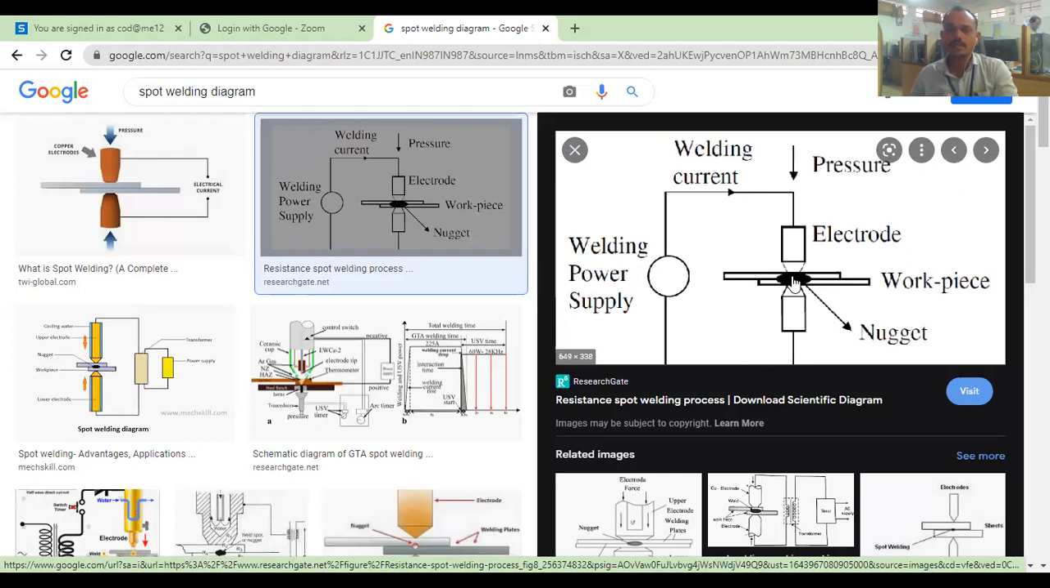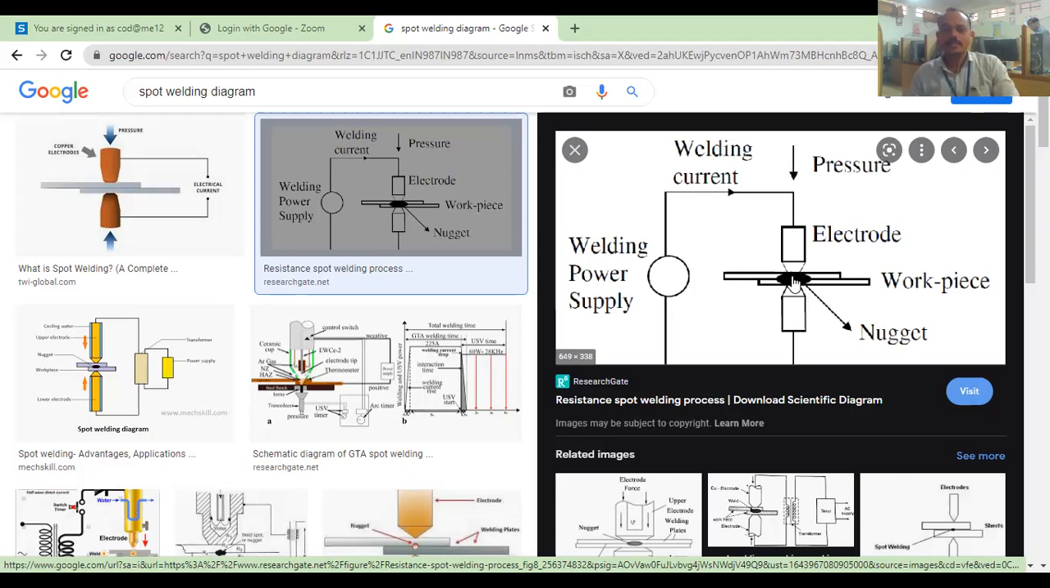Okay. Here, this one is spot welding. We have only spot welding in our syllabus. One more process in resistance welding is seam welding. In seam welding, two rollers are used where continuous spot welding can be done. Okay, that we will see in the video.